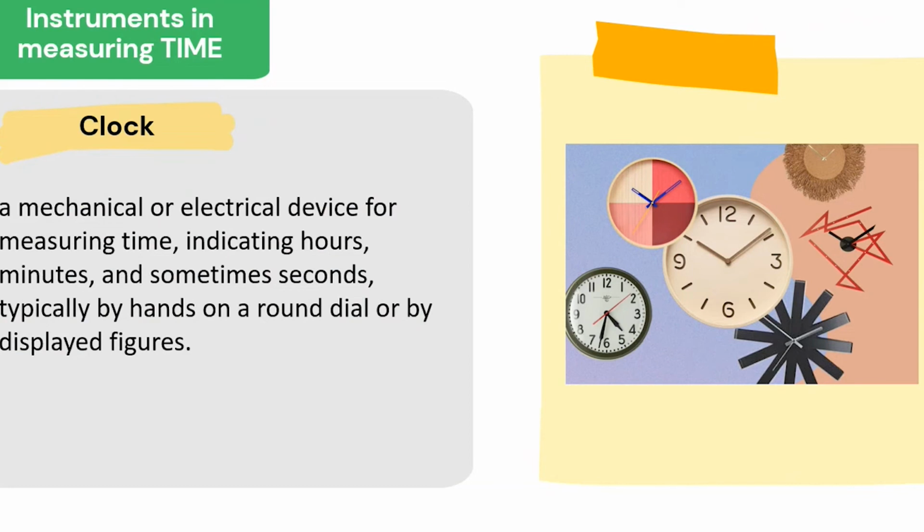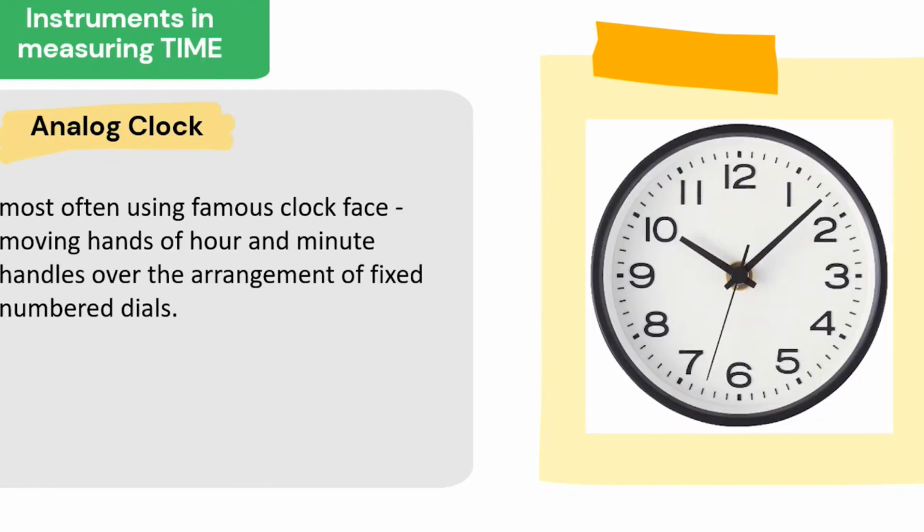So, instrument in measuring time. So, of course, clock. Ito yung a mechanical clock or electrical device for measuring time, indicating hours, minutes, and sometimes seconds, typically by hands on a round dial or by displayed figures. Next po.